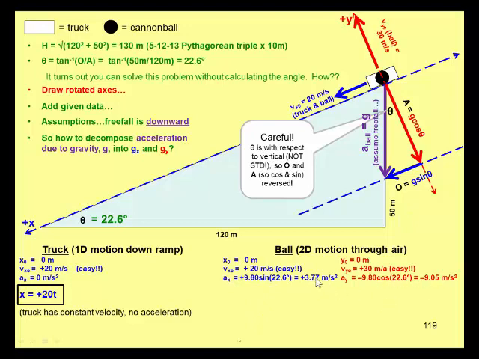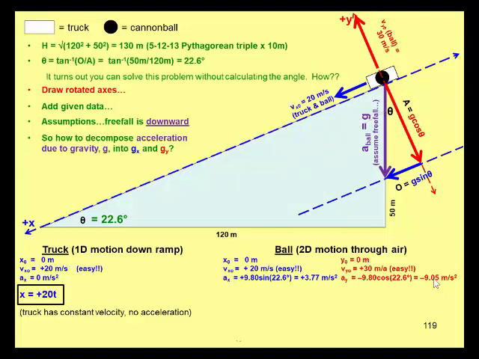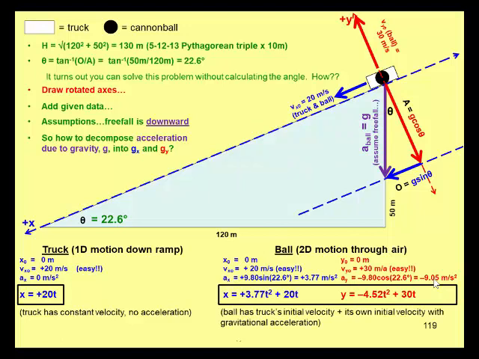So I get 3.77 meters per second squared down the ramp that the ball is accelerating in, and it's acting toward the ramp with negative 9.05 meters per second squared of acceleration. All right, and here are our new equations. So it took a little bit of work for the ball, but not bad. We only had to decompose one vector. So now the question is, how do we answer this question?